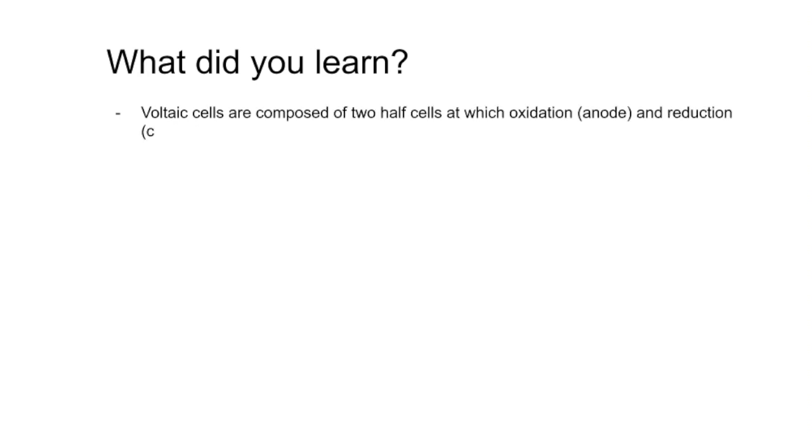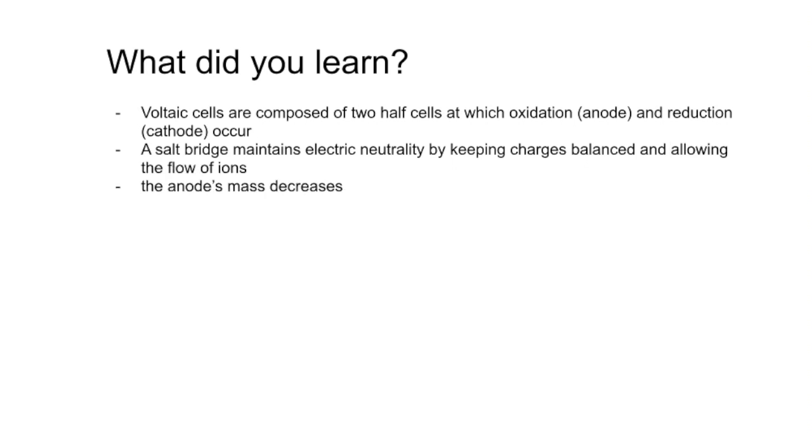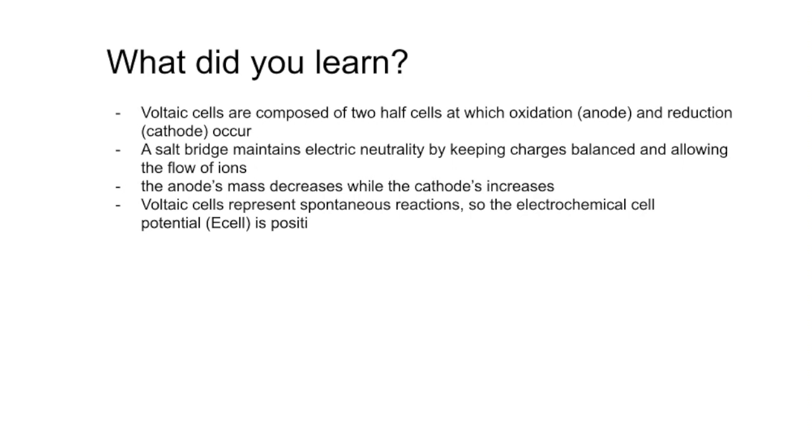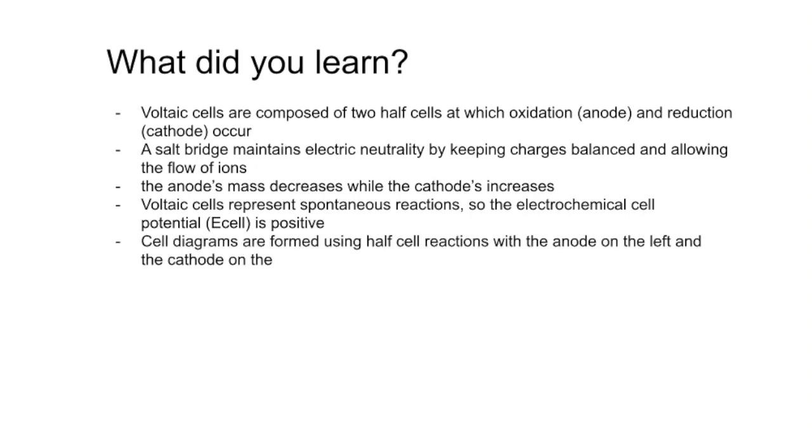Voltaic cells are composed of two half cells at which oxidation and reduction occur. A salt bridge maintains electric neutrality and allows for the flow of ions, and the anode's mass decreases while the cathode's increases. These reactions are spontaneous, which results in a positive E cell, and cell diagrams are formed using the half-cell reactions.